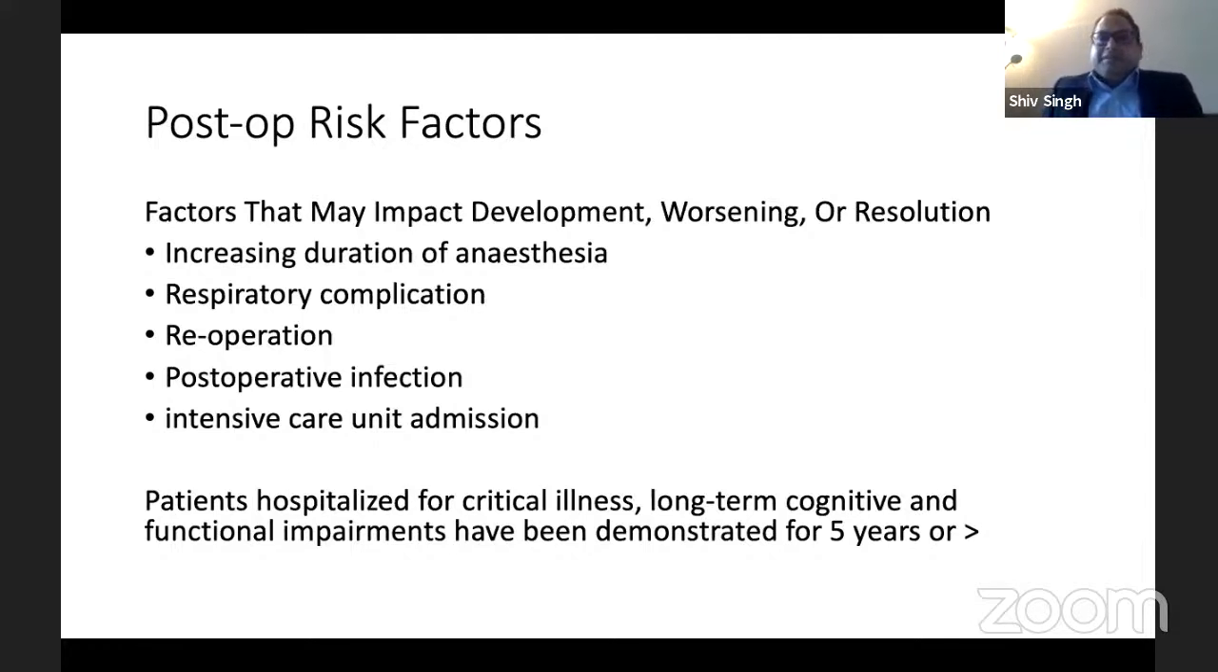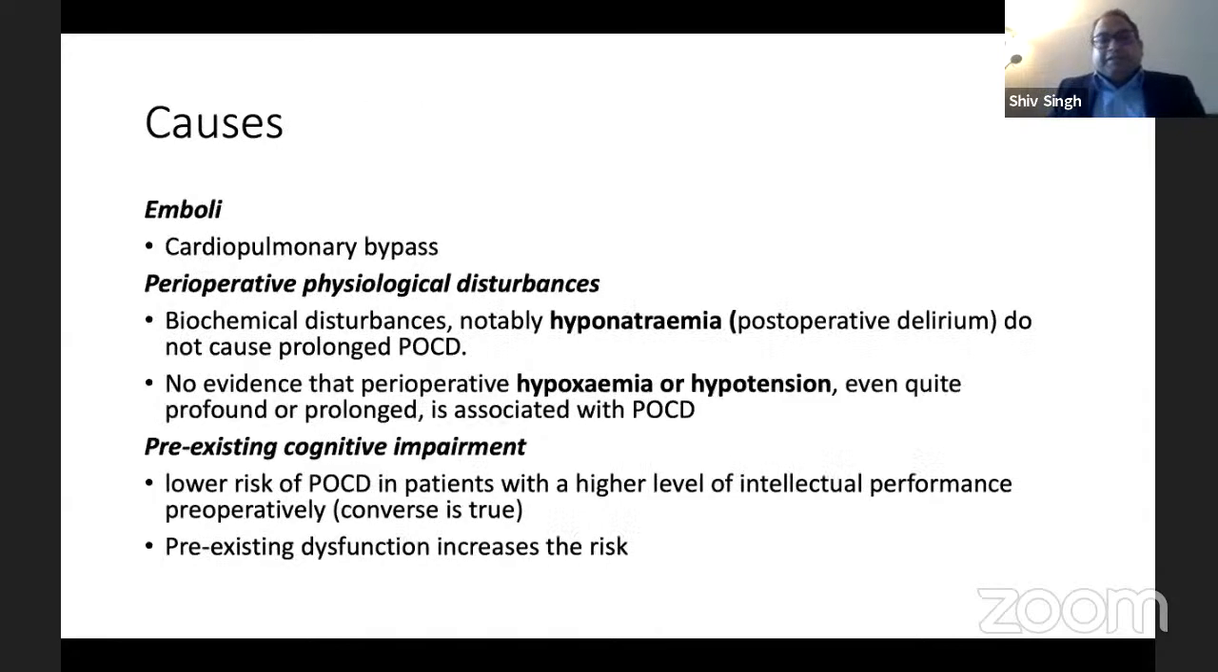It has been seen that in patients who are hospitalized for critical illness, the long-term cognitive and functional impairment can last for as long as 5 years or more. So admission to intensive care remains an important factor. So looking at the causes, we said that cardiac surgeries, so embolization during cardiopulmonary bypass has been postulated as one of the causes, but then it is also seen with patients on off-pump bypass. Also, patients can also present with POCD.